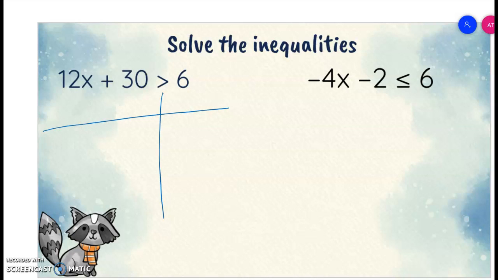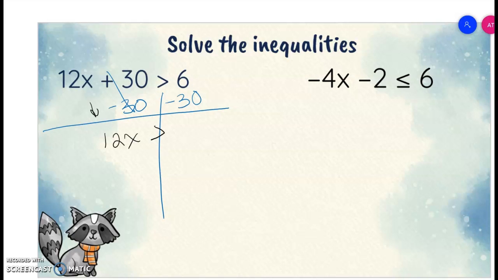In order to get 12x by itself, I need to get rid of this 30. So what's the opposite of a positive 30? A negative 30. So I'm going to subtract 30 from both sides. These 30s on the left are going to cancel. I'm going to bring down my 12x. I'm also going to bring down my greater than sign, exactly as is.